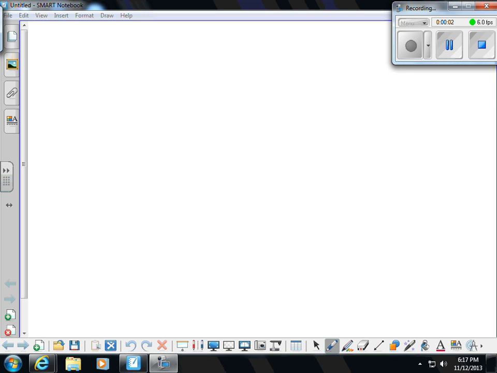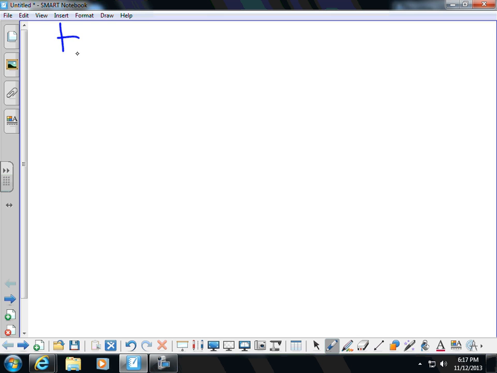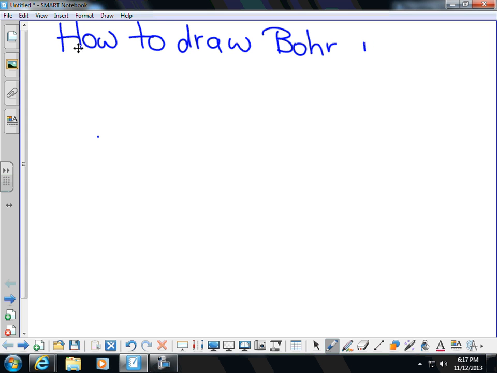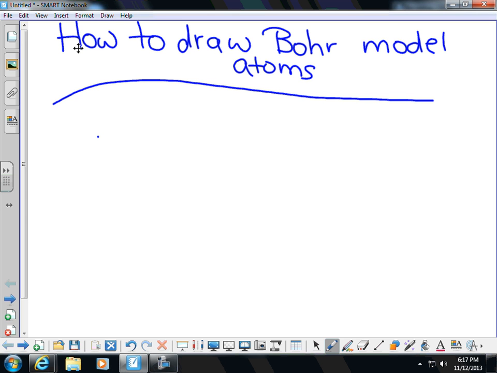I'm going to show you how to draw Bohr model atoms. We're going to start with an element called lithium.